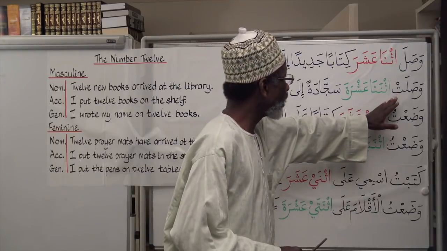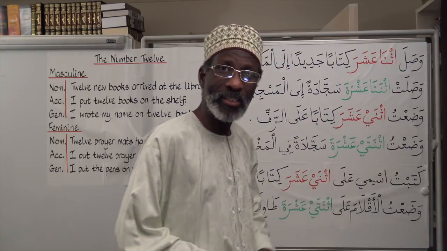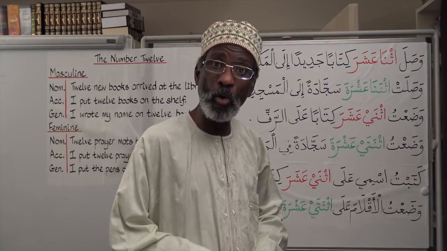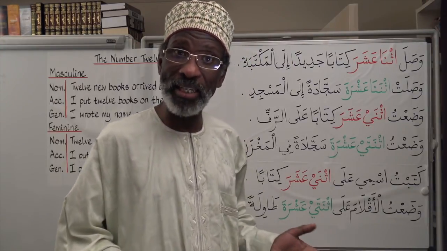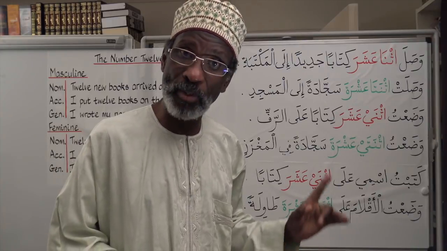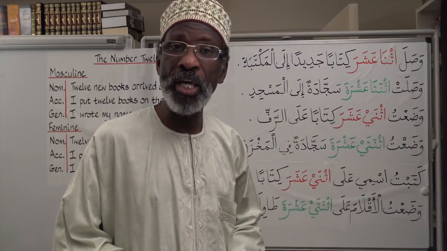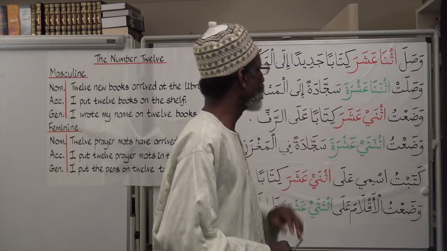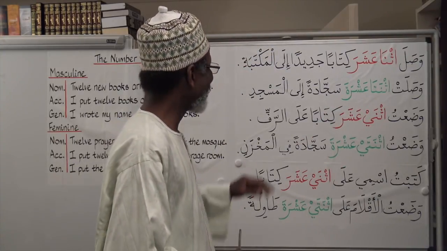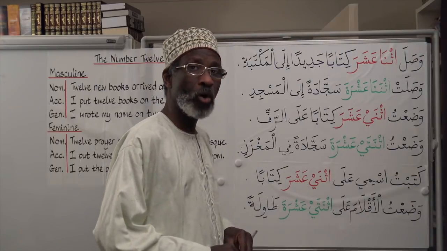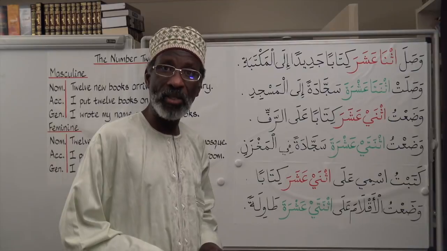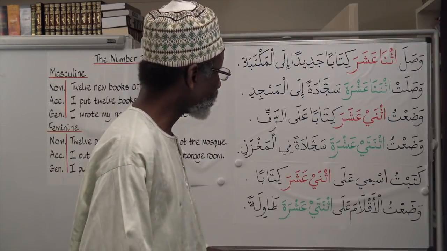And this is the nominative. Wasalat ithnata. That's coming from ithnatani. That's the feminine form of 2 in the nominative case. Ithnatani, but here you remove the noun, you say ithnata, and then ashrata. Sajadatan ila al-masjidi. So 12 prayer mats have arrived at the mosque.